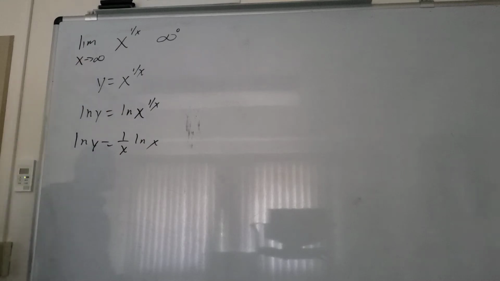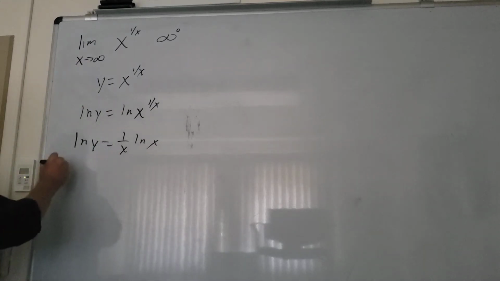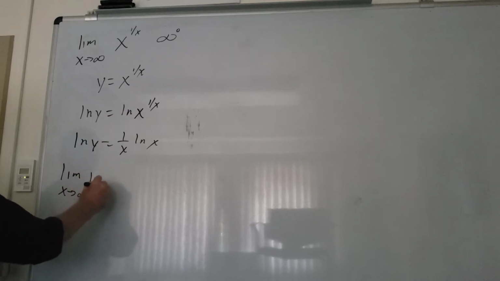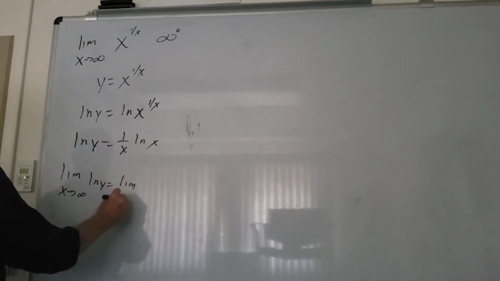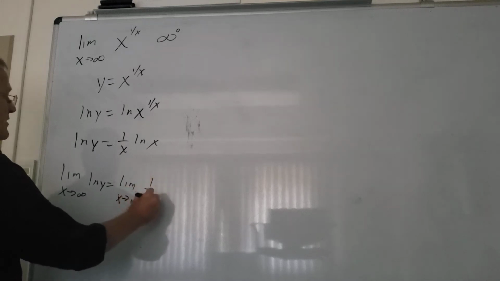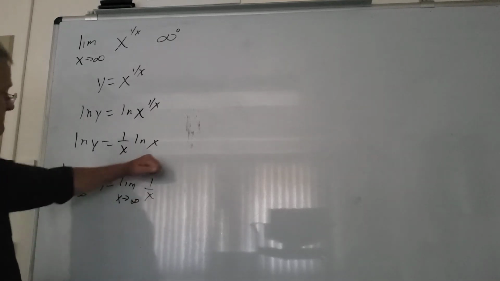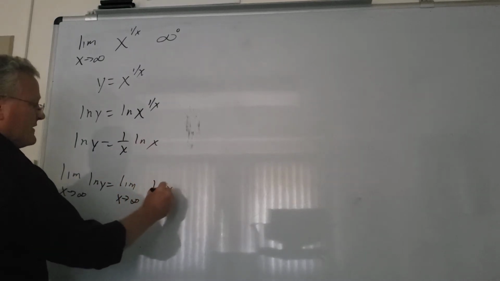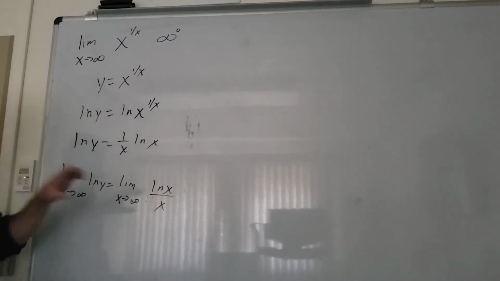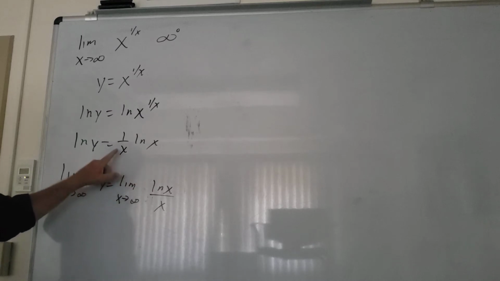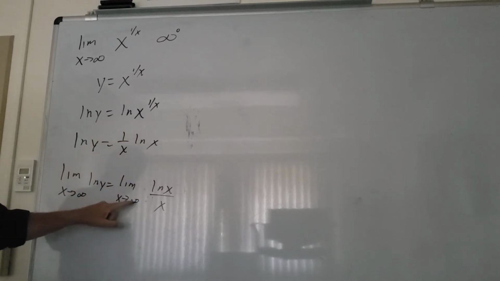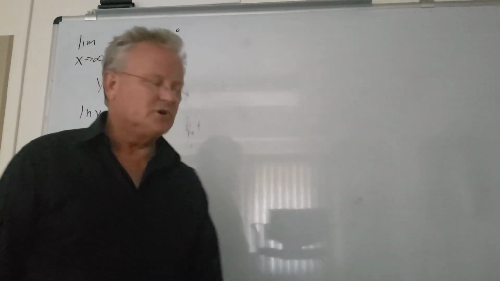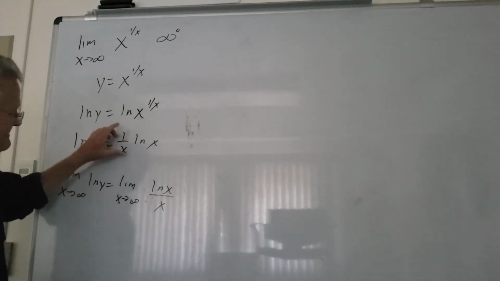In this case, we're taking the limit to infinity of both sides. So we have the limit as x goes to infinity of the ln of y equals the limit as x goes to infinity of 1 over x times ln x. Actually, let me just multiply this. If I multiply that, we get the ln of x over x. When I go to infinity, I get infinity over infinity, so I can directly use L'Hopital's rule. But here you might need to manipulate this.